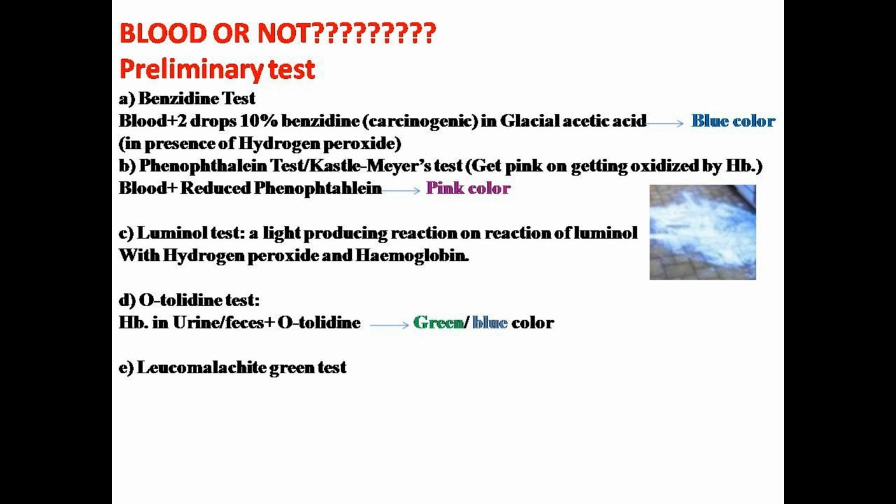Now the next test is the luminol test. Luminol is sprayed over the blood stains. It can be done directly on the crime site. So if it produces a light reaction in the presence of hydrogen peroxide and hemoglobin, then it shows that the stain would be blood, because luminol reacts with the oxygen carrying protein in blood, that is hemoglobin.